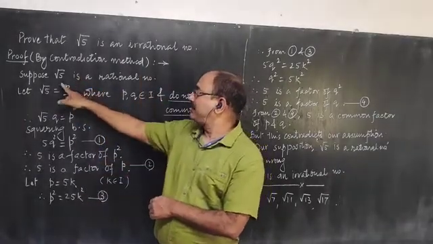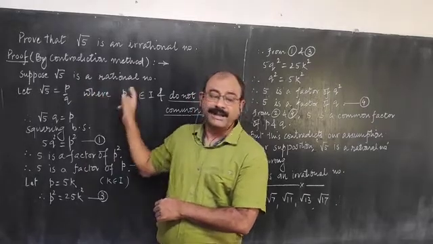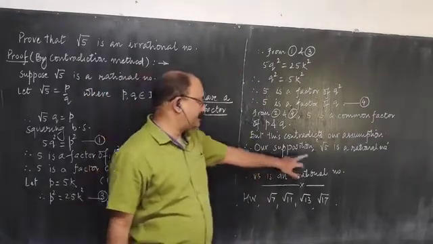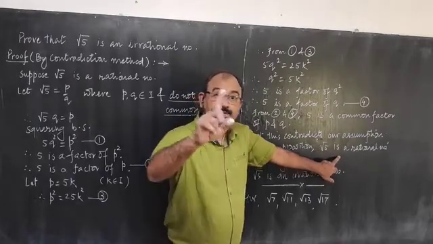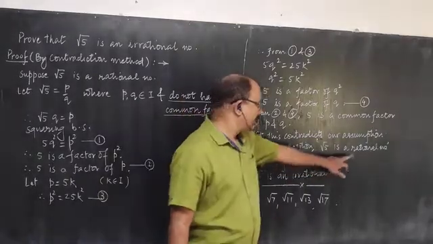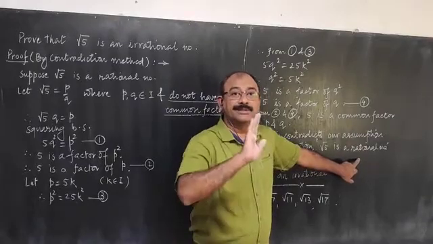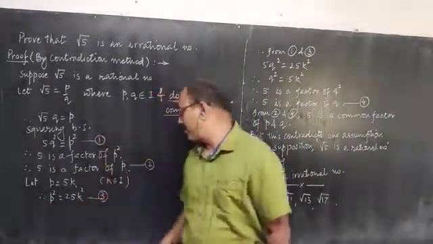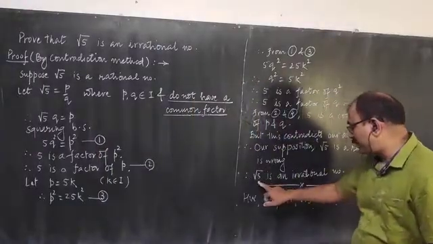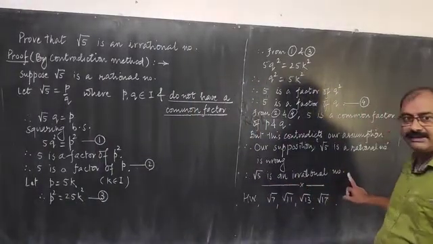What is the supposition? Root 5 is a rational number. Therefore, our supposition that root 5 is a rational number is wrong. So if it is not rational, then it is an irrational number, and therefore we reach the conclusion that root 5 is irrational.